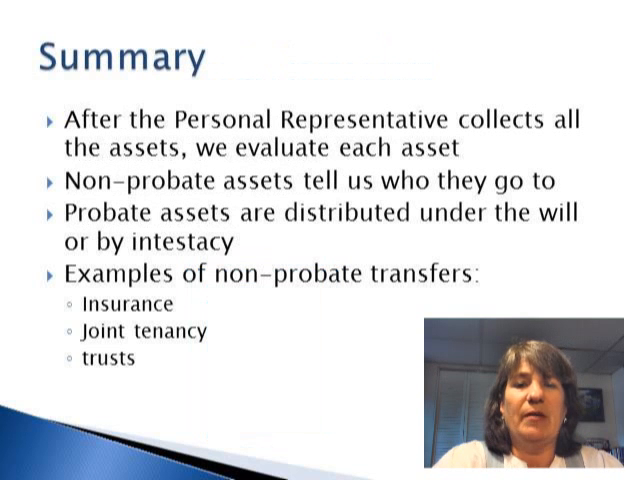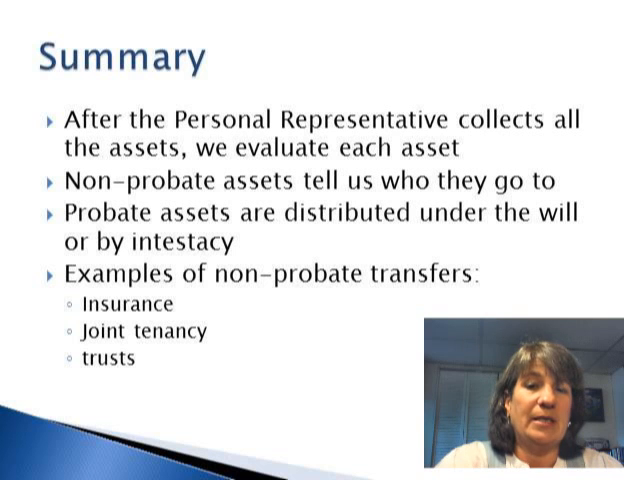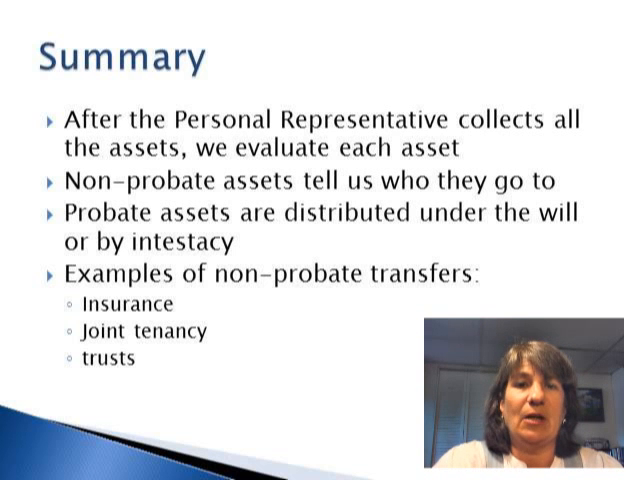Okay, so once we have a personal representative, the personal representative collects all the assets, and then we decide for each asset whether it's a probate asset or a non-probate asset. And non-probate assets basically tell us where they're supposed to go. Probate assets, or probate property, which is mostly anything held directly in the decedent's name, is distributed under a will or by intestacy. Examples of non-probate transfers were insurance, joint tenancy, and trusts. We will see more of these as we go along.